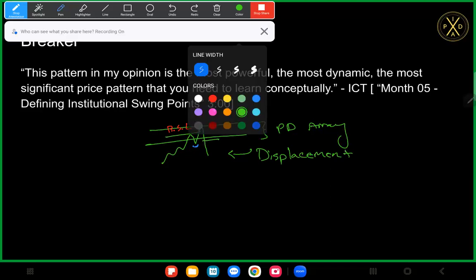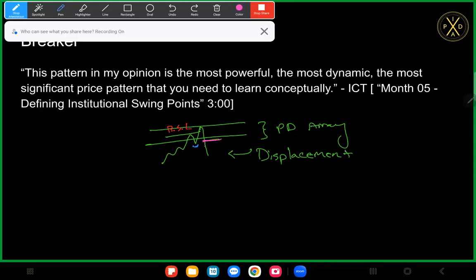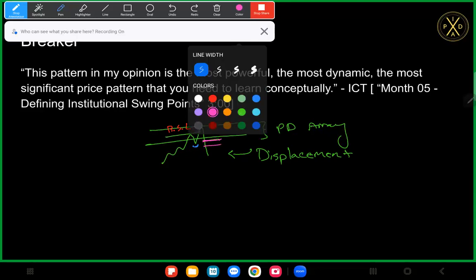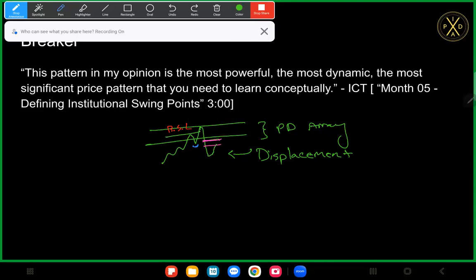Let me draw that in a different color. So let's say that we have this fair value gap over here, and then price should want to rebalance that area, come back up, and then, according to ICT's model, you could take your entry from there and then maybe come lower, right? So that's this idea of that institutional swing point and how it could potentially blend with one of the models that ICT has already given, right?